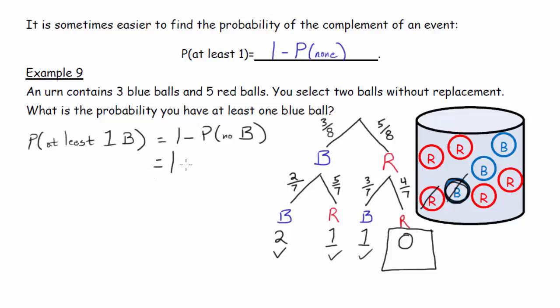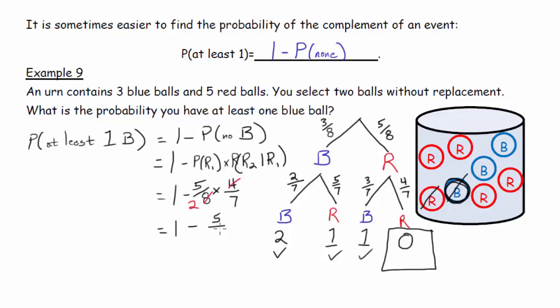So this is going to be 1 minus the probability that I get a red on my first times the probability that I get a red on my second, given I got a red on my first. So this is going to be 1 minus 5/8 times 4/7, which equals 1 minus, which would be 9/14.